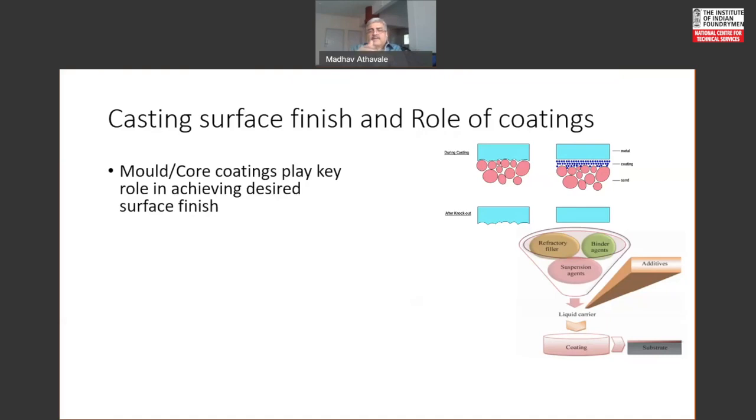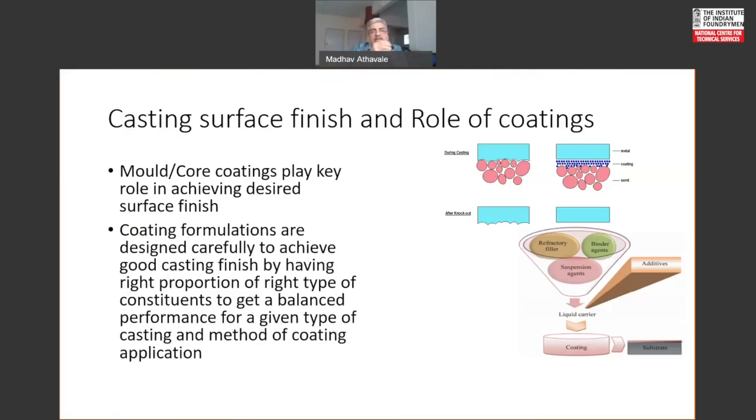And then there will be additives, which can be preservatives in case of water-based coatings, or viscosity modifiers, which will give the right kind of viscosity behavior depending on the method of application of the coating. The additives will also be wetting agents so that they will allow the coating to adhere to the surface of the mold and core. So we had a look in detail at this. Generally, it will be fair to say that coating formulations are designed very carefully to achieve good casting finish by having the right proportion of the right type of constituents to get a balanced performance for a given type of casting as well as method of application.